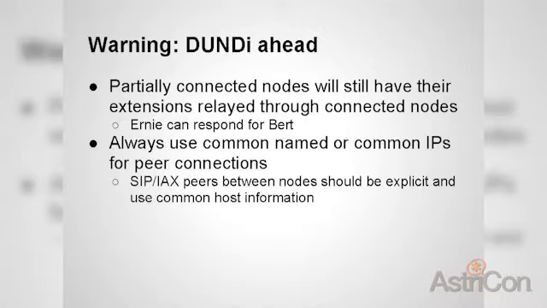All right, warning, DUNDi ahead. There are some important tidbits about DUNDi to keep in mind as we proceed. Partially connected nodes will still have their extensions relayed through other connected nodes. So Ernie can essentially respond for Bert, even if no one else can actually communicate with Bert. And there will be no weight difference, no penalty, no anything. It just looks like Bert still exists somewhere out there on the network. So we need to compensate for that a little.